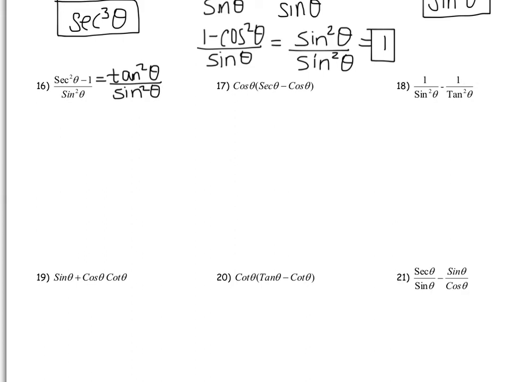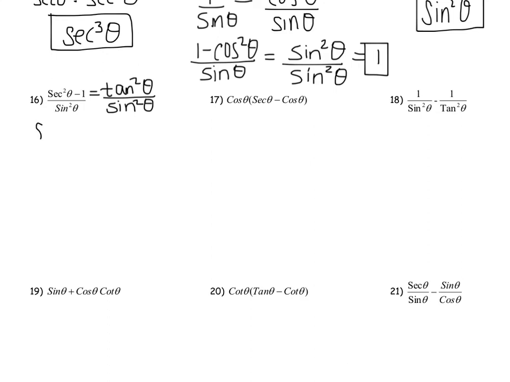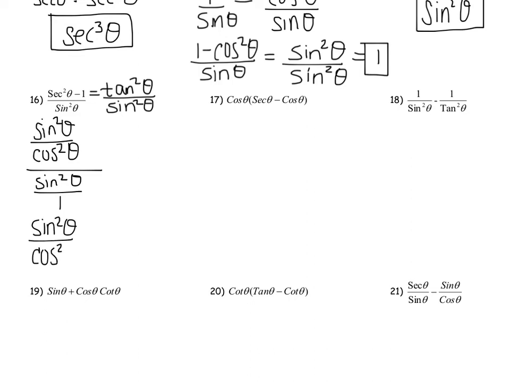Alright, well, we know that tangent squared theta is the same thing as saying sine squared theta over cosine squared theta, all over sine squared theta. Let's put sine squared theta over 1, so when we keep change flip, it makes life easier. So keep sine squared theta over cosine squared theta, change the division to a multiplication, and flip. What can we cancel? Sine squared and sine squared, and then we're just left with 1 over cosine squared, which is secant squared theta. Final answer.